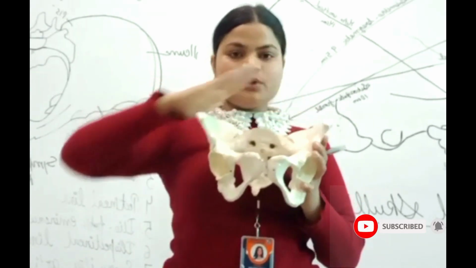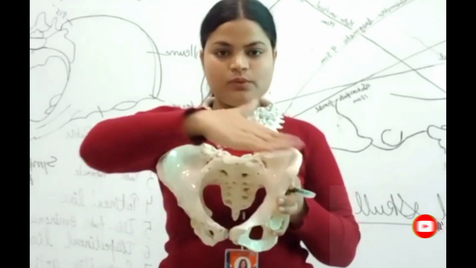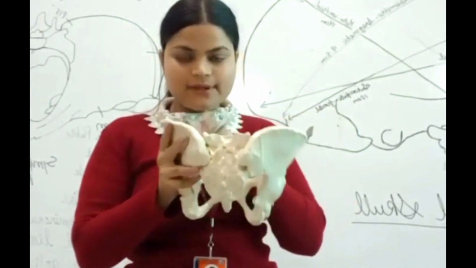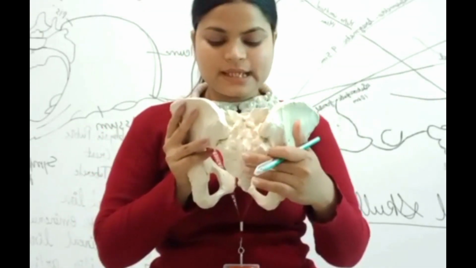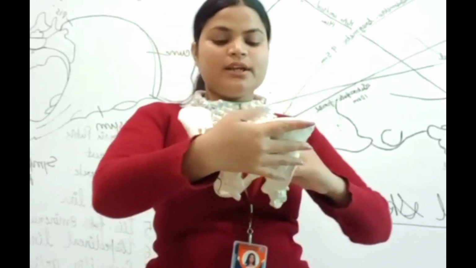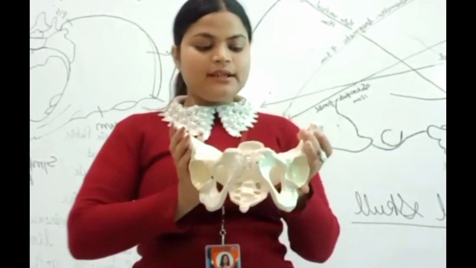The pelvis contains two innominate bones. This is the two innominate bones. One sacrum, where 5 vertebrae fuse together to form the sacrum, and one coccyx. This is the coccyx. Now we will shift towards its joints.